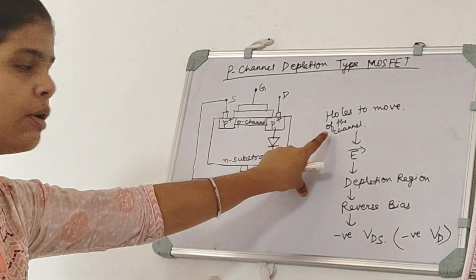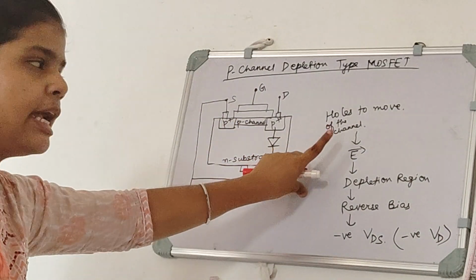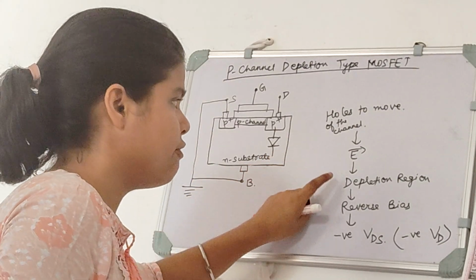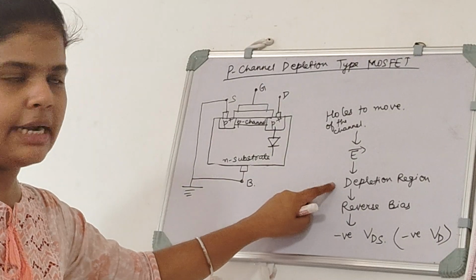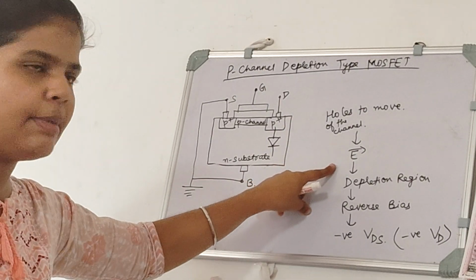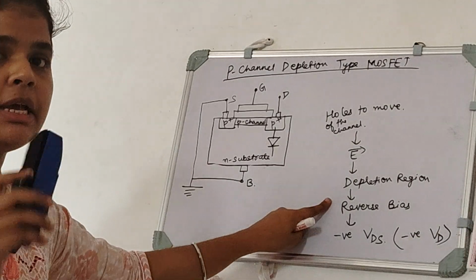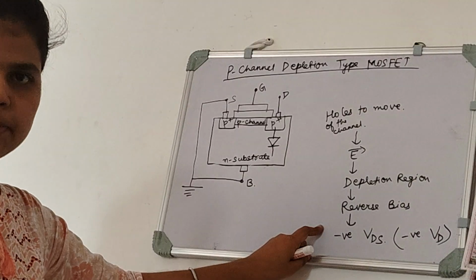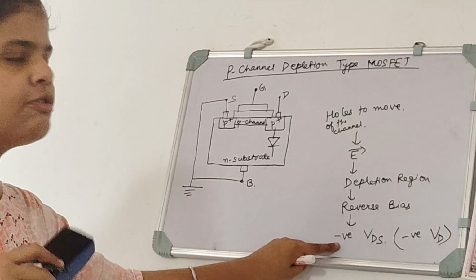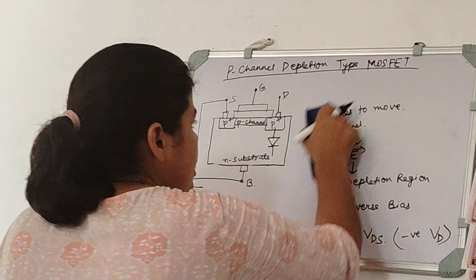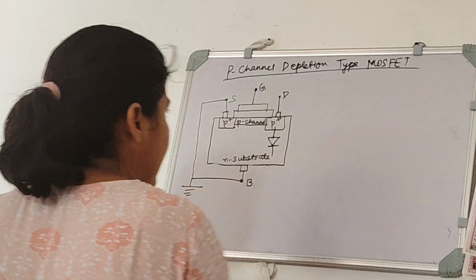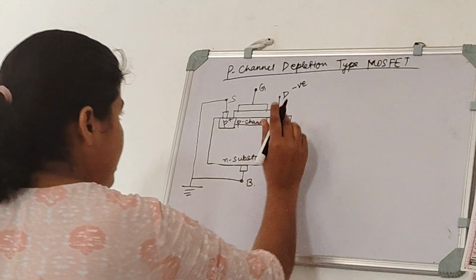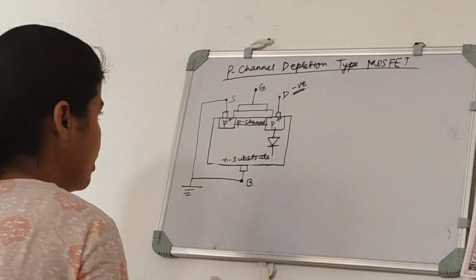So for the holes of the channel to move, we need some force, and that force will be coming from the electric field, and that electric field will be created by the depletion region, and that depletion region will be created or increased by reverse bias, and that reverse bias will occur when our VDS is negative. So here we can say that we need to take negative voltage at the drain. So when we take this negative voltage at the drain, what will happen?